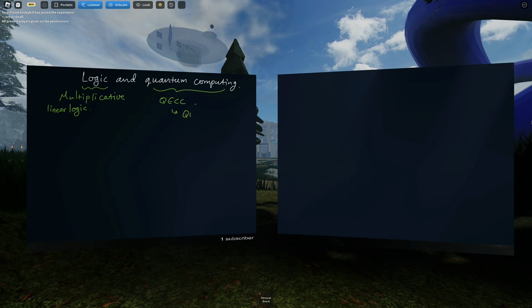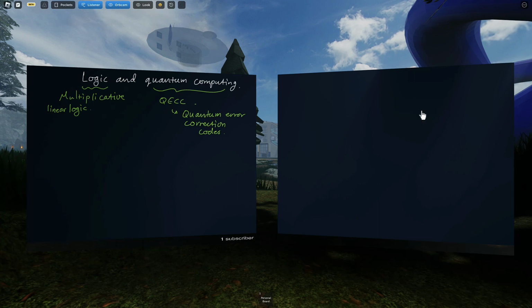So maybe I'll write this out once. And today's going to be a standard math style talk. This is going to be the pop music of math talks. So I'm going to give you two stories and then I'm going to relate them to each other. One of them is going to be the story of quantum error correction codes, and one of them is going to be the story of multiplicative linear logic.